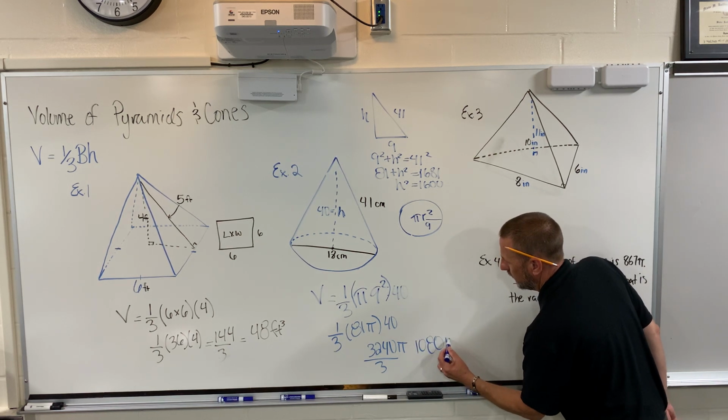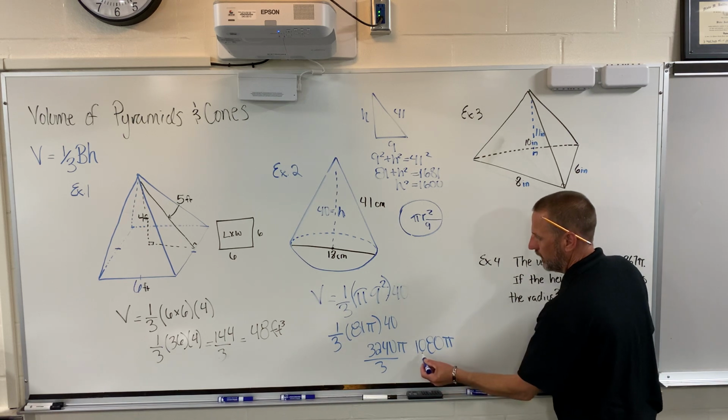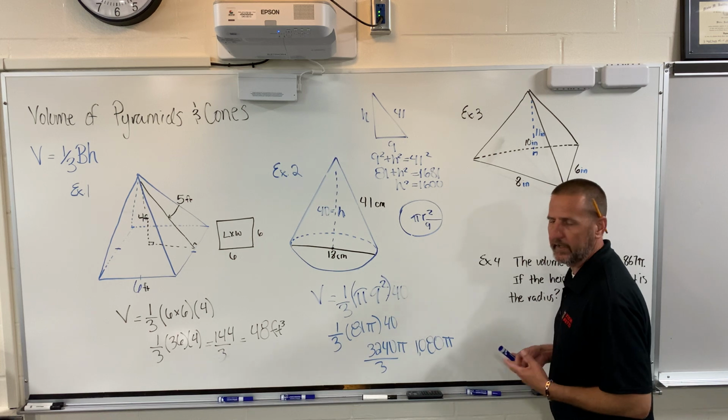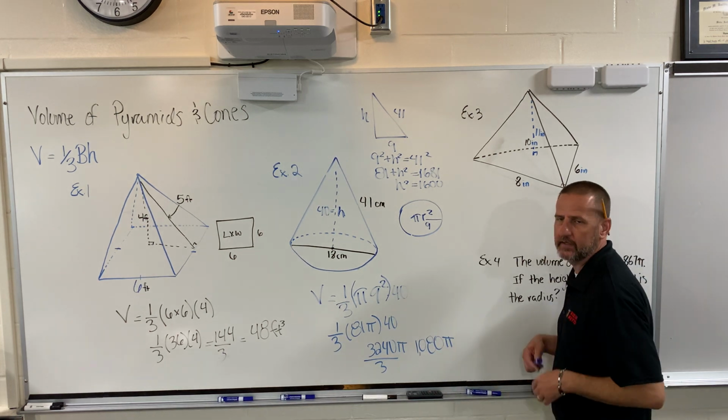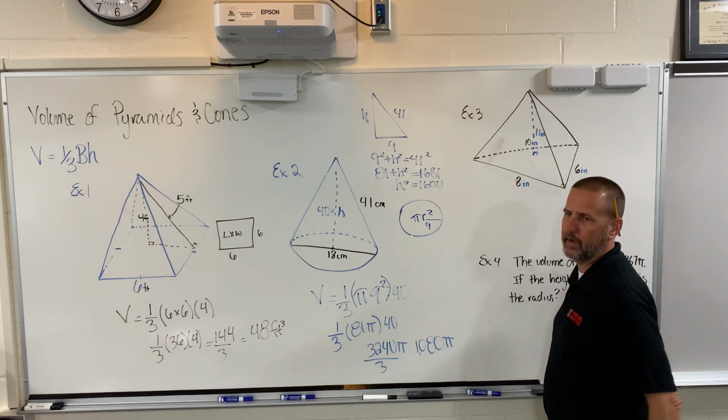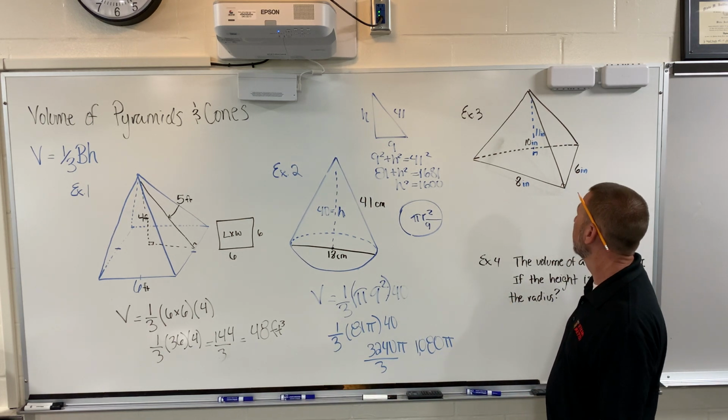1080 pi. If someone asks us to give the answer to the nearest tenth, that's our cue to go ahead and take this number of 1080 and multiply it by 3.14. Most of the time though, we just leave it in pi unless specifically told to.